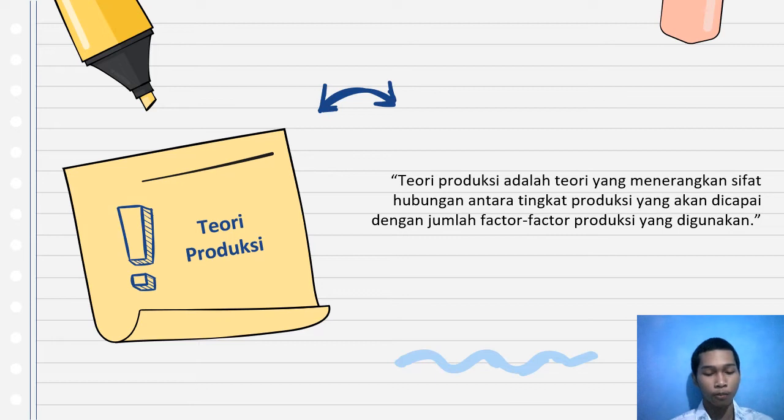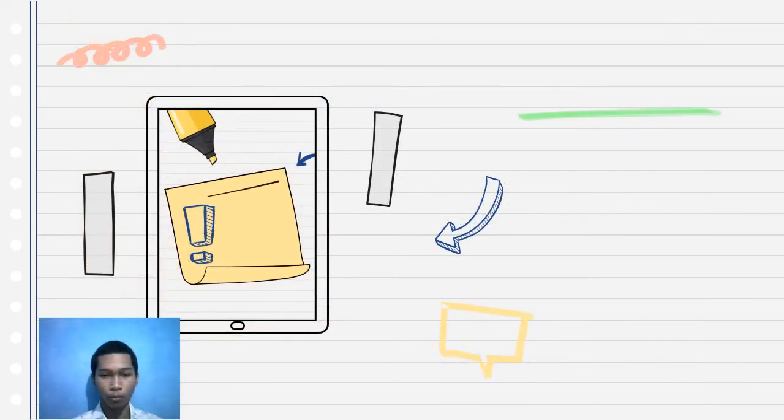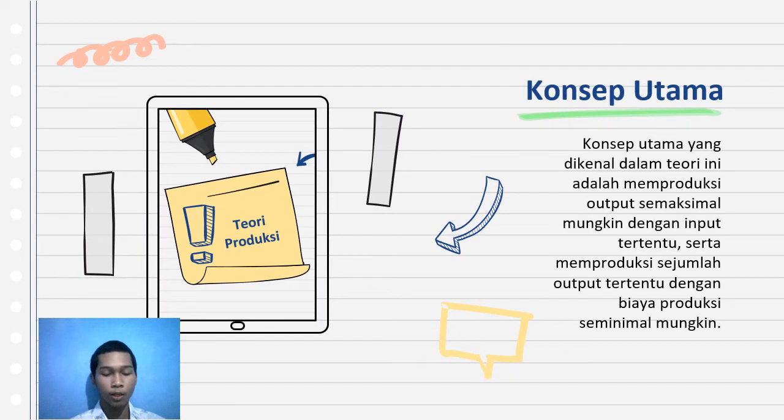Theory in production. The theory of production is a theory that explains the nature of the relationship between the level of production to be achieved and the number of factors of production used. Main concept. The main concept known in this theory is to produce the maximum possible output with certain inputs, and to produce a certain amount of output with the minimum production cost.